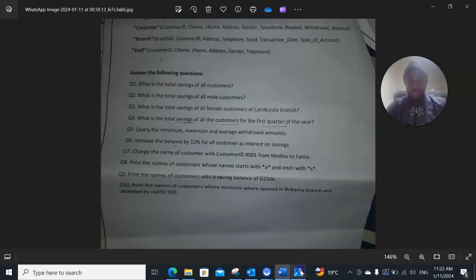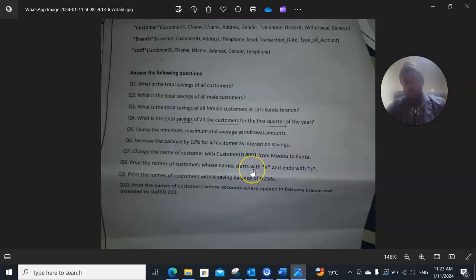So let's go to question number 8, which states print the name of customers whose names start with A and ends with what? S. So print the name of customers. Can you see names of customers is talking about what? C name and the last name of customers. Whose name start with what? A. This is a key information. Starts means what? It begins with what? A, and the last name also ends with what?